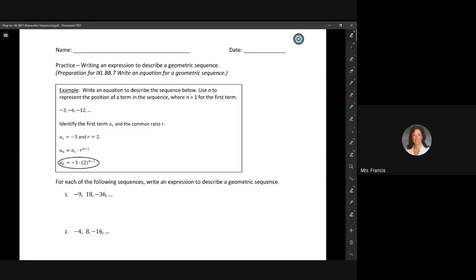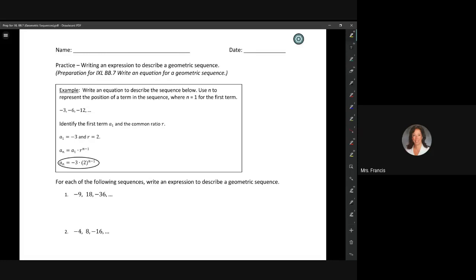All right, in this recording, we're going to be going over prep for IXL BB.7. So I have an example at the top: write an equation to describe the sequence below. Use n to represent the position of a term in the sequence where n equals 1 for the first term.